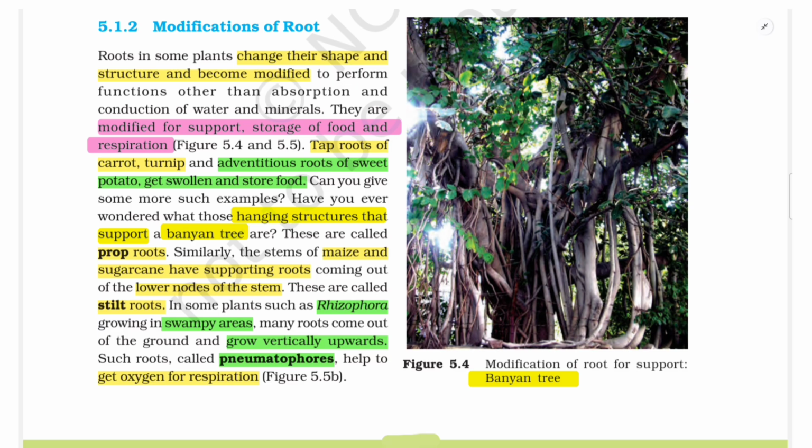Have you ever wondered what those hanging structures that support a banyan tree are? These are called prop roots. Similarly, the stems of maize and sugarcane have supporting roots coming out of the lower nodes of the stem.